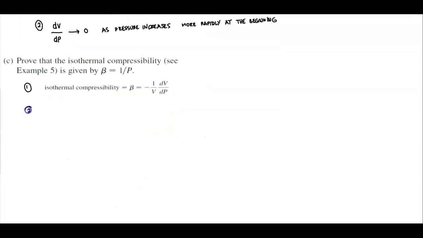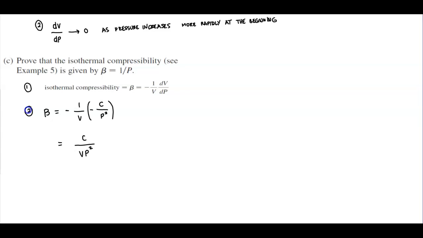Well, up here we know that dV over dP is equal to -C over P squared. So we can rewrite this as beta equal to -1 over V times -C over P squared. When we multiply this out, we get a negative times a negative, which is a positive C over VP squared. Or we can say this is C over VP squared.